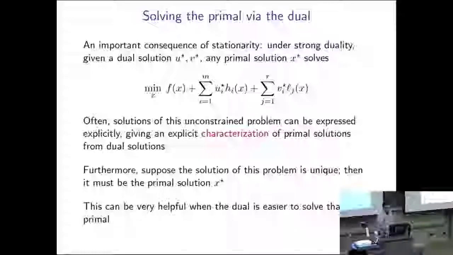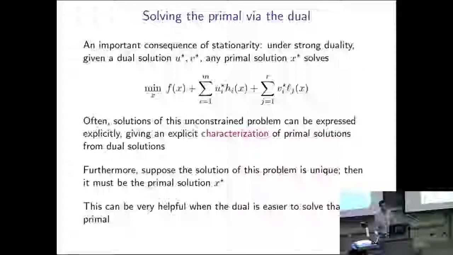This is just repeating what I said. Stationarity tells us that once we have a dual solution U star, V star, any primal solution x star must solve this problem: minimize over all x f of x plus the sum of U star i times h i of x plus the sum of V star j times l j of x. This should say V j, which is a typo there. And because this problem is unconstrained, we can often express its solutions explicitly.